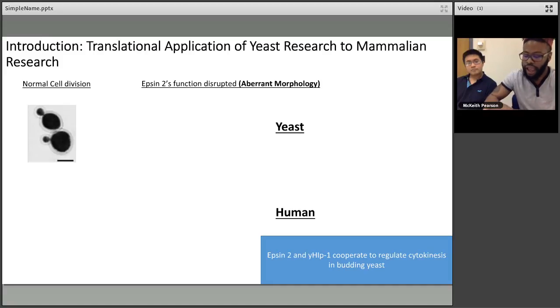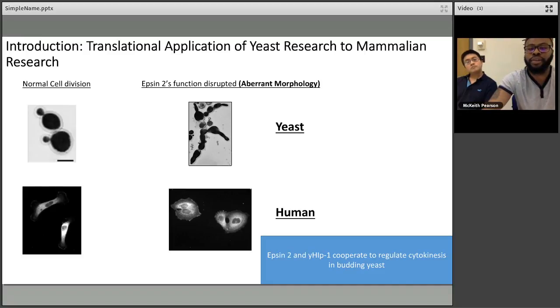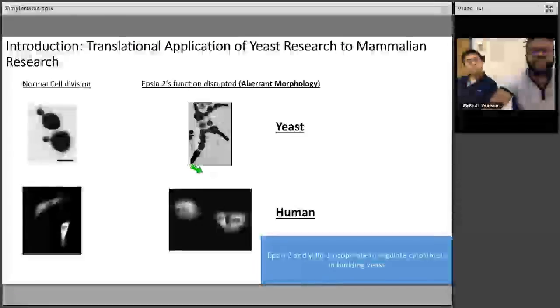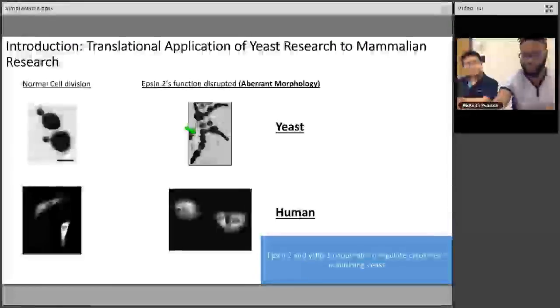So, a deregulation of Epsin2 leads to cytokinesis abnormalities. On the left is a normal version of a yeast cell. On the right is an abnormal cell division of the yeast. And similarly in human cells, you have normal cell division, and on the right is abnormal. A deregulation of Epsin2 leads to cytokinesis abnormalities, as you can see here. Cytokinesis is the last stage of cell division, where the daughter and the mother cell finally split off.